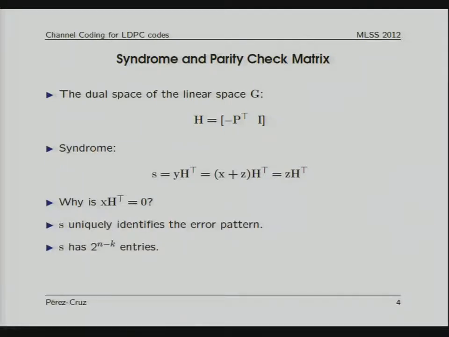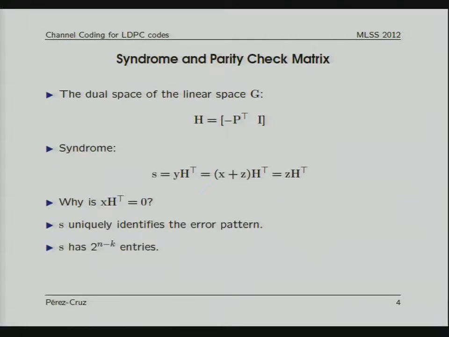So the next thing that we need in order to get to what we want is what we call the dual space of G. The dual space is orthogonal, so G defines a linear subspace of dimension k. So H is a linear subspace of dimension n minus k that is orthogonal to G. And H is used to compute the syndrome.